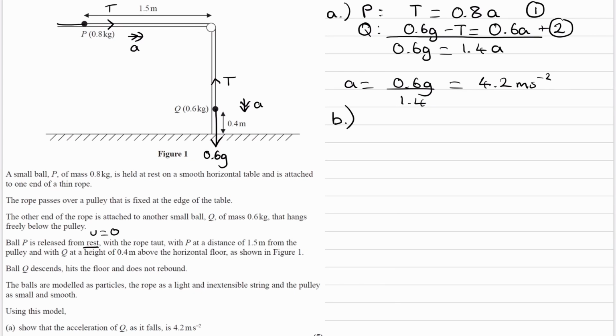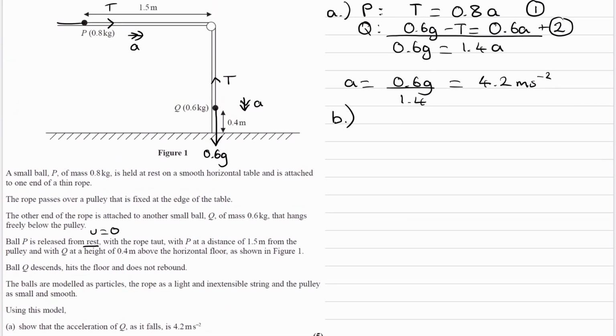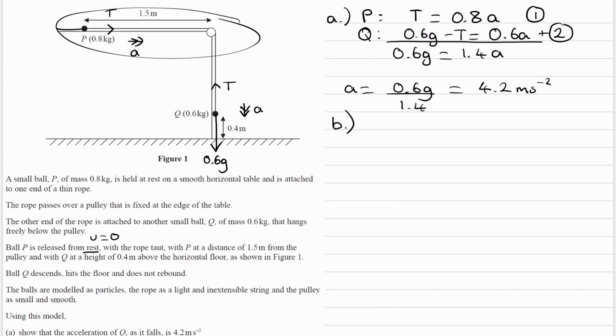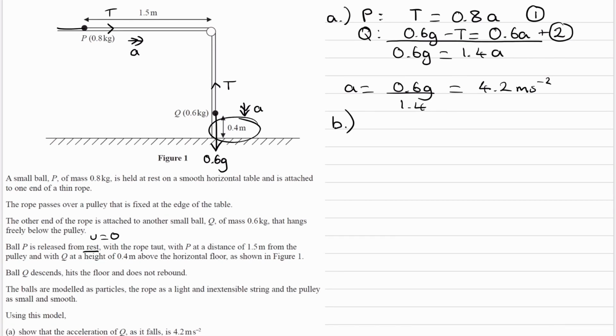So on to part B. Part B is asking us to find the time taken by P to hit the pulley from the instant when it is released. So P travels a total distance of 1.5 meters to the pulley. But before it reaches the pulley, Q will hit the ground. Q will travel a distance of 0.4 meters. So what will happen is, as P accelerates to the right, as Q accelerates downwards, eventually Q will hit the ground, and that's after it's traveled a distance of 0.4 meters. Whatever speed that Q had when it hit the ground will be the same speed that P has at that instant in time. The string then goes slack.